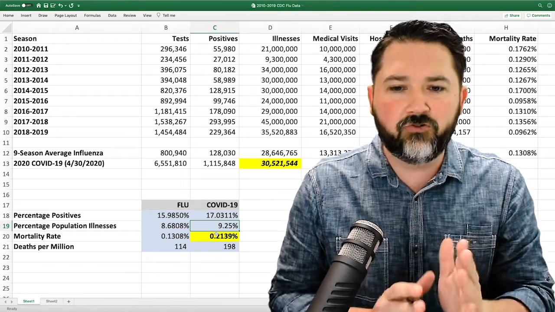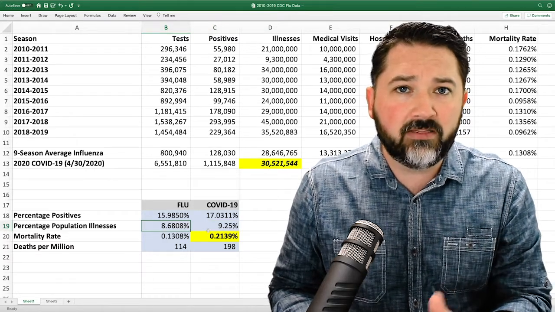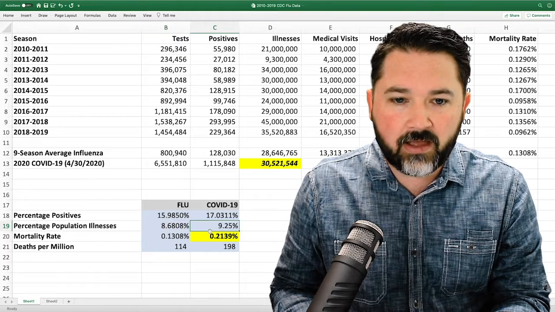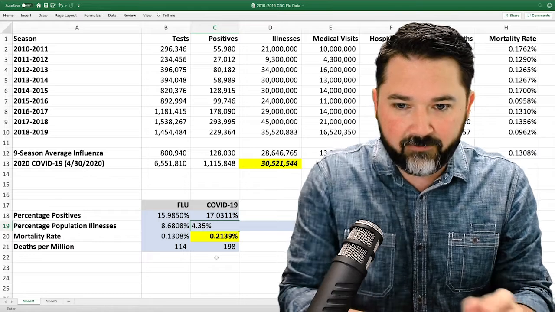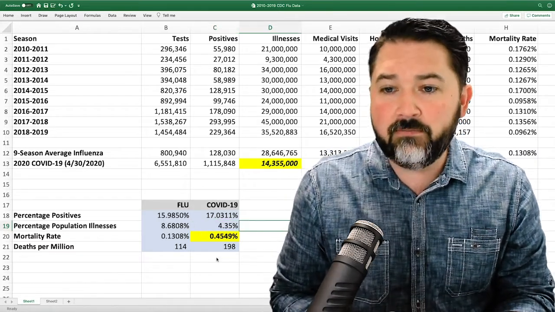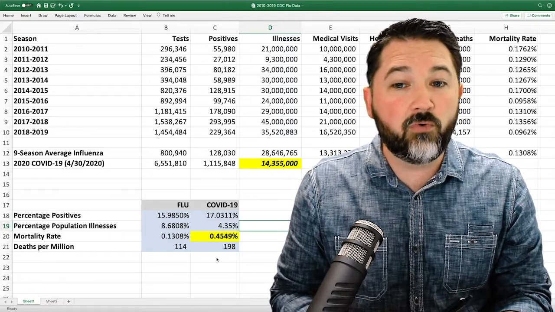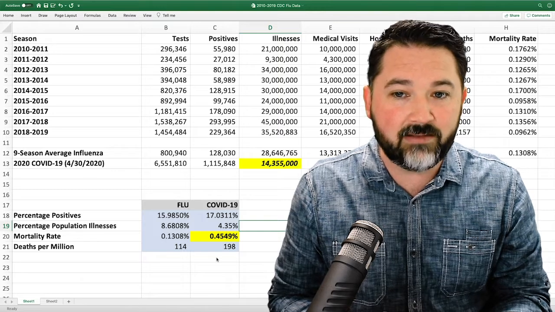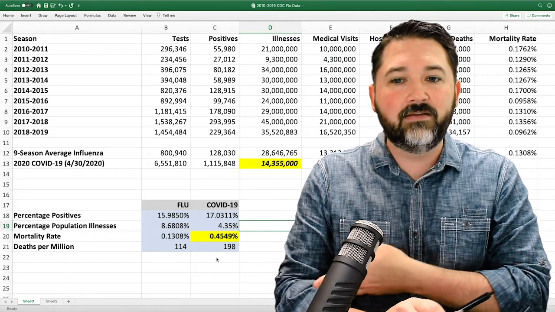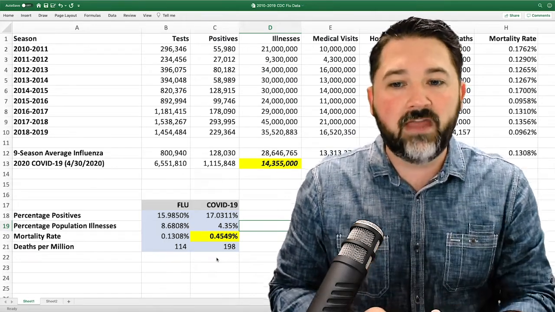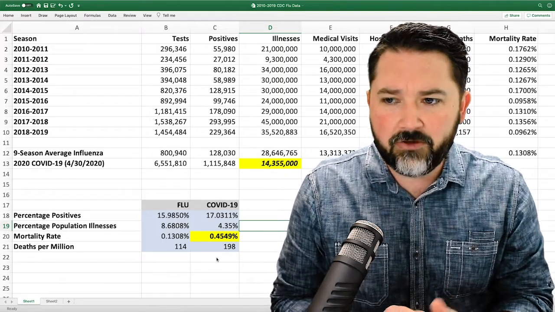But let's just say social distancing has had an incredible impact, and only half of the people that typically get the flu got COVID, which means our percentage of population illness, let's cut that in half and take that to 4.35%. That means roughly only 14 million people across the United States would have had COVID, which seems kind of a crazy number when we already know that 1.1 million have tested positive. A small percentage of the population has even been tested, so it would stand to reason that number is much higher than that. But let's just say that only 14 million people have had COVID in the U.S.